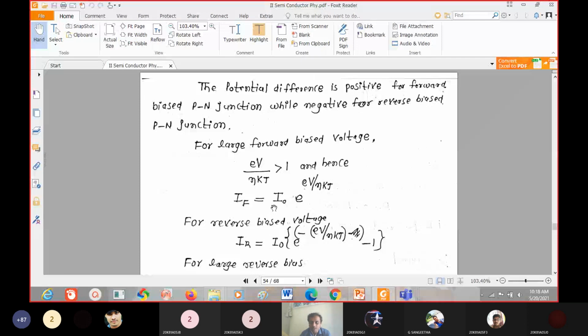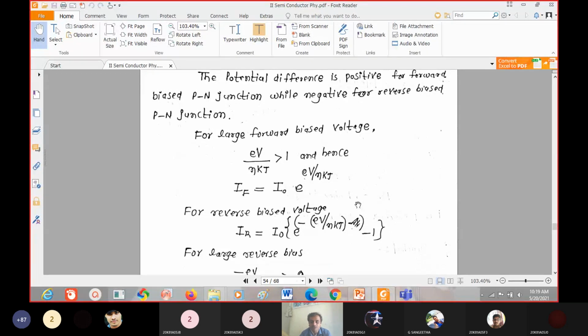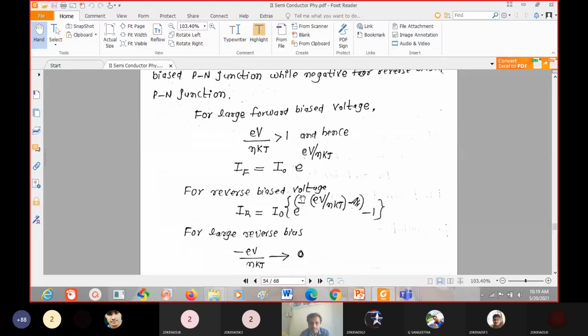Okay, now coming to the reverse bias. In case of reverse bias, in this equation the voltage value will become negative, because we are applying the voltage in the opposite direction. So minus eV by ηkT is small. Okay, so that's why this total value we can neglect. This is e power some small value, so we can neglect that total e power.